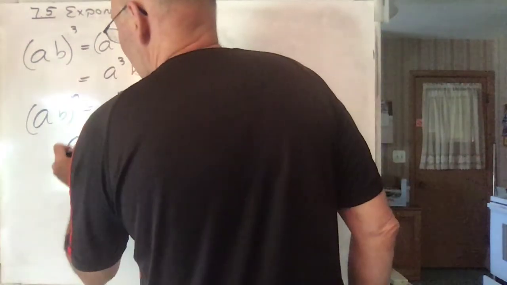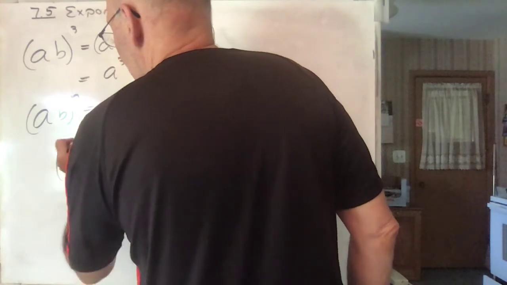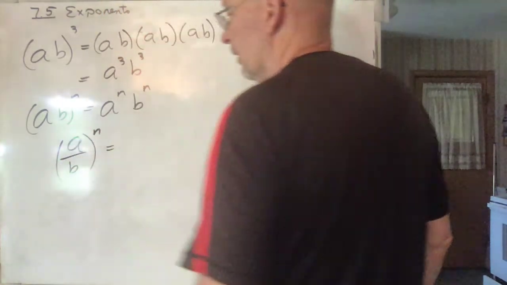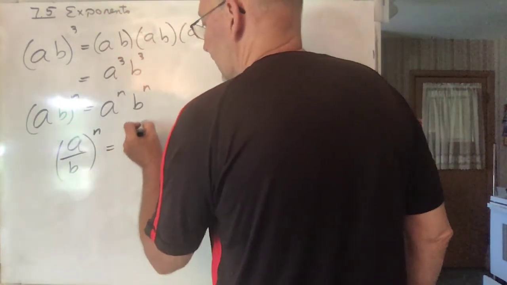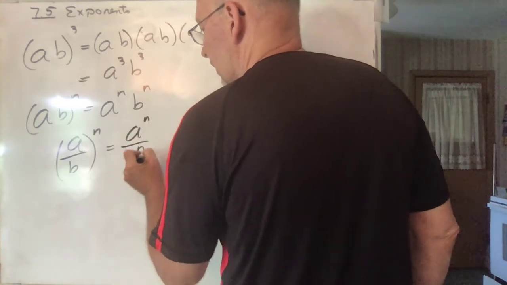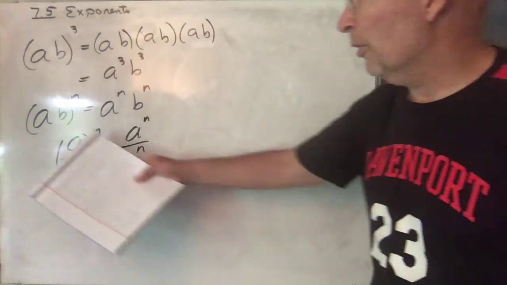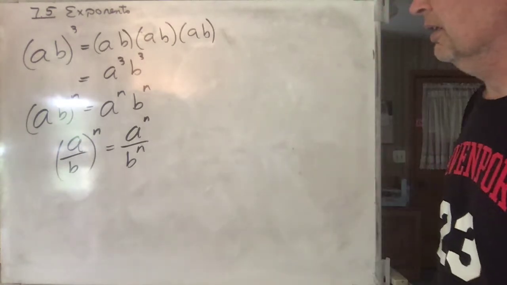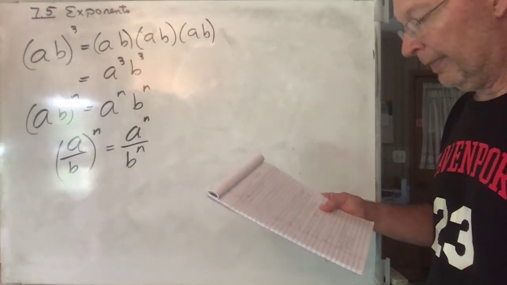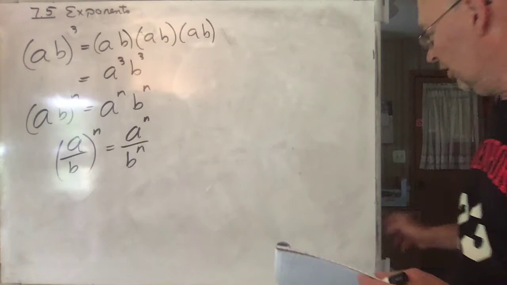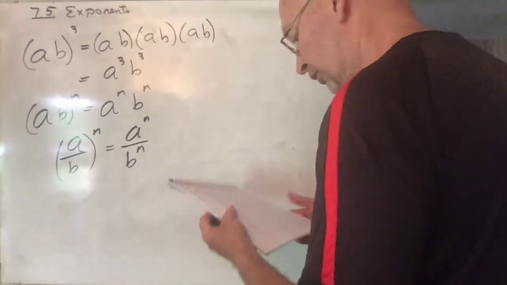Similarly, if you have a divided by b all to the n power, that's going to be a to the n divided by b to the n, because you're just multiplying each one of those things. Okay? Very good. So really, this is all there is to this section. It's just all the powers of exponents.